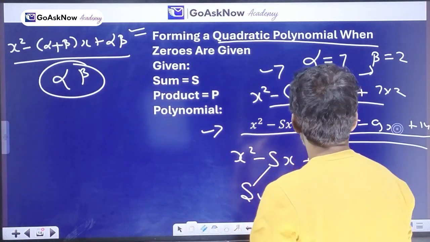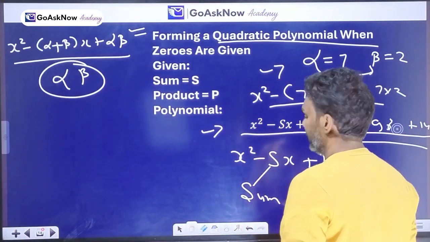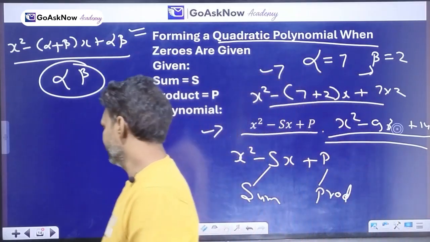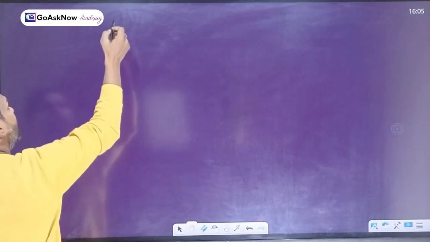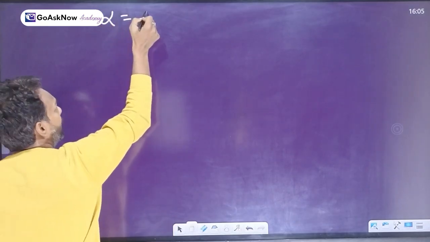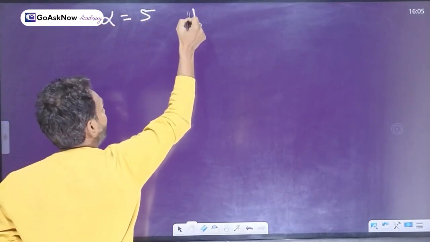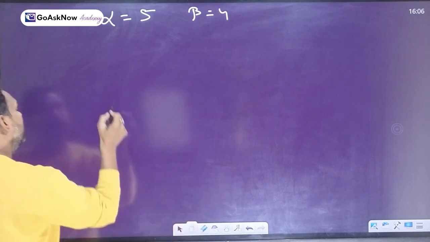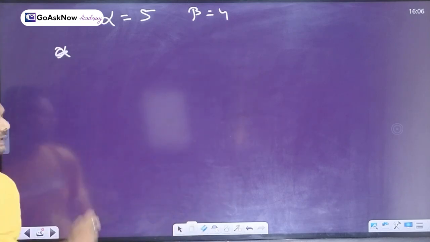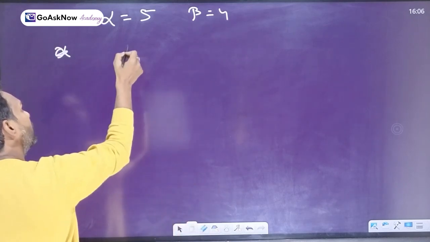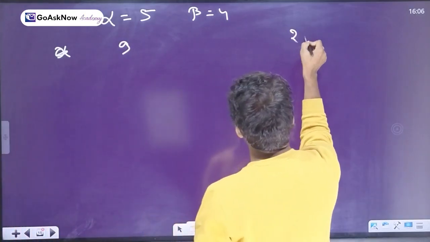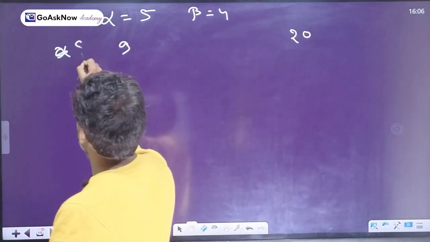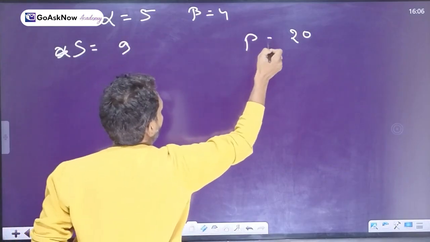Okay? x square minus 9x plus 14. Let's take an example. Make a quadratic equation where alpha is 5 and beta is 4. If I ask what is the sum of roots, the sum of roots is 9. What is the product of roots? The product of roots is 5 into 4, that is 20. So the sum of roots is 9 and the product of roots is 20.